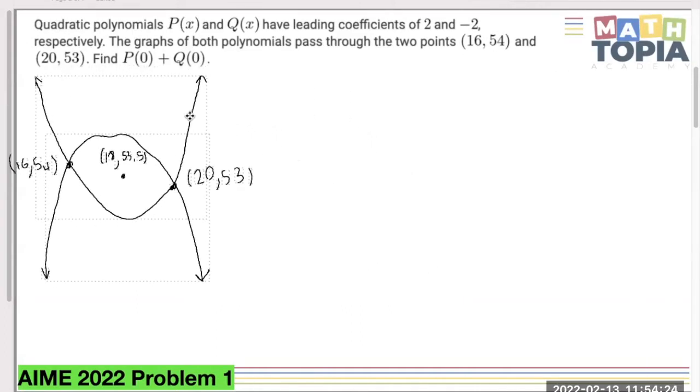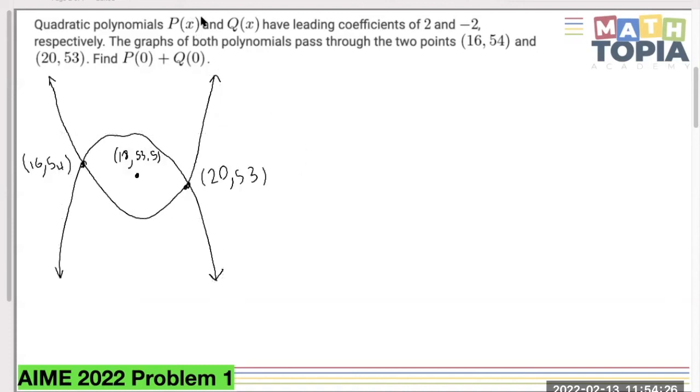So I'll move this over. And we can use this to help solve the problem, right? Because let's say P of x we can give as ax squared plus bx plus c. But actually, we know the leading coefficient is 2, so we can write it as 2x squared plus ax plus b. Then we can replace this P of x with a y, and in order to get what Q of x would be, we can just rotate it 180 degrees about this point.